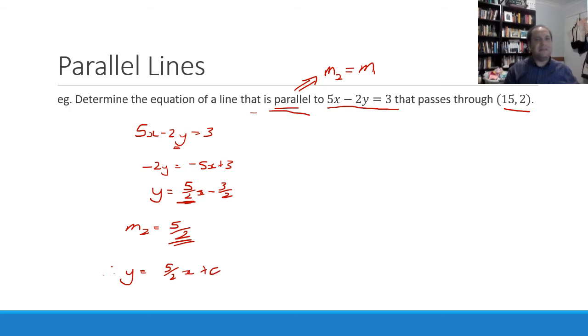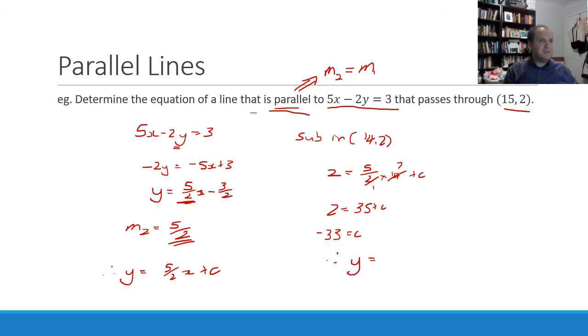And now this is where we just substitute in our point (14, 2) into our equation. 2 equals 5 over 2 times 14 plus c. Cancel, cancel. 2 equals 35 plus c. Subtracting 35 from both sides, negative 33 equals c. Therefore, the equation of our line must be y equals 5 on 2 x minus 33. And that's how we can use the information about parallel lines and our point to work out the equation of a line.